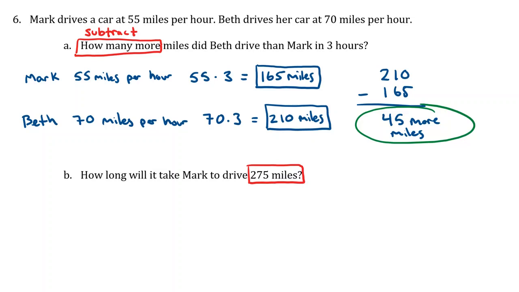So we're taking, again, one big thing, splitting it up into smaller things, so we divide. So we're going to take the 275 and divide that by the 55 miles per hour. And when we divide these two numbers, we get 5.